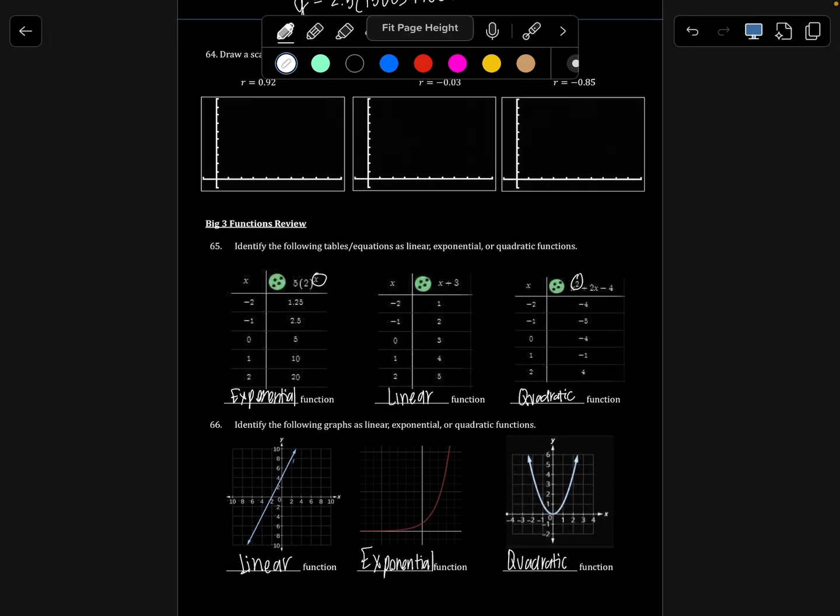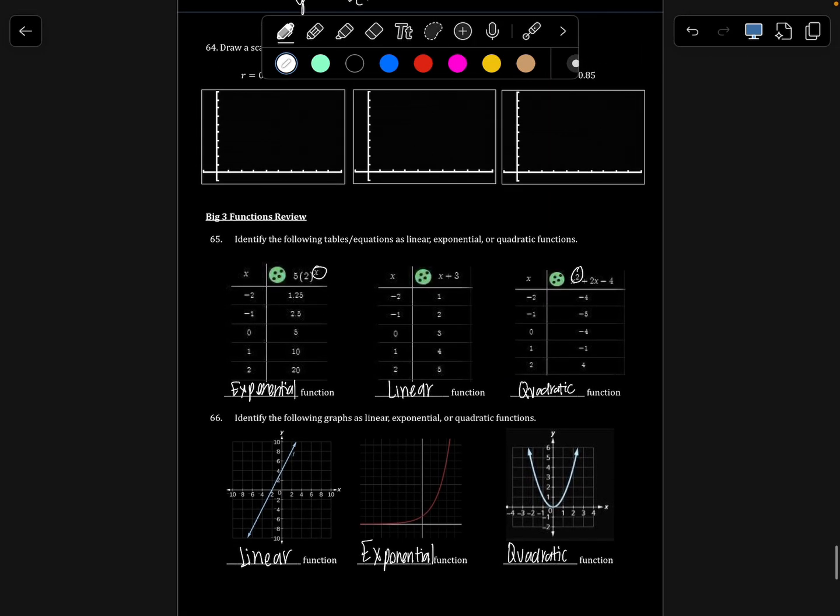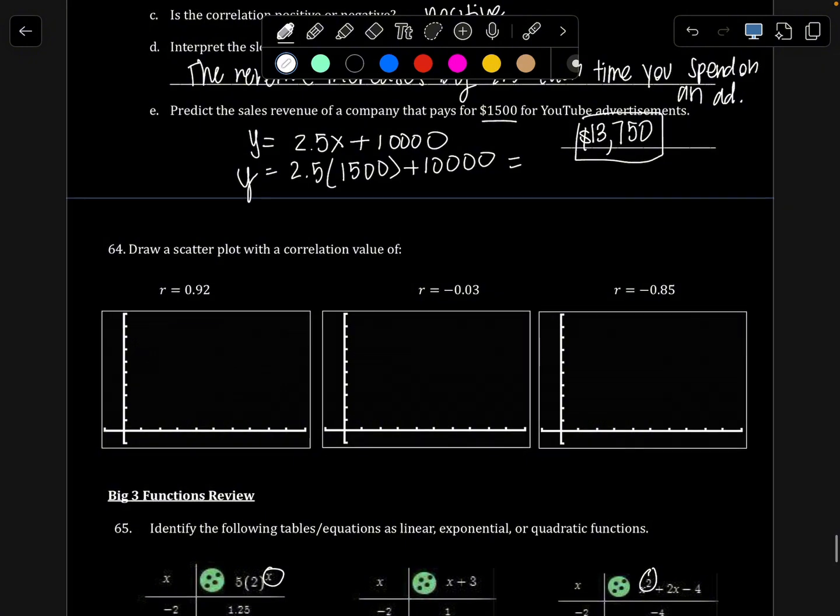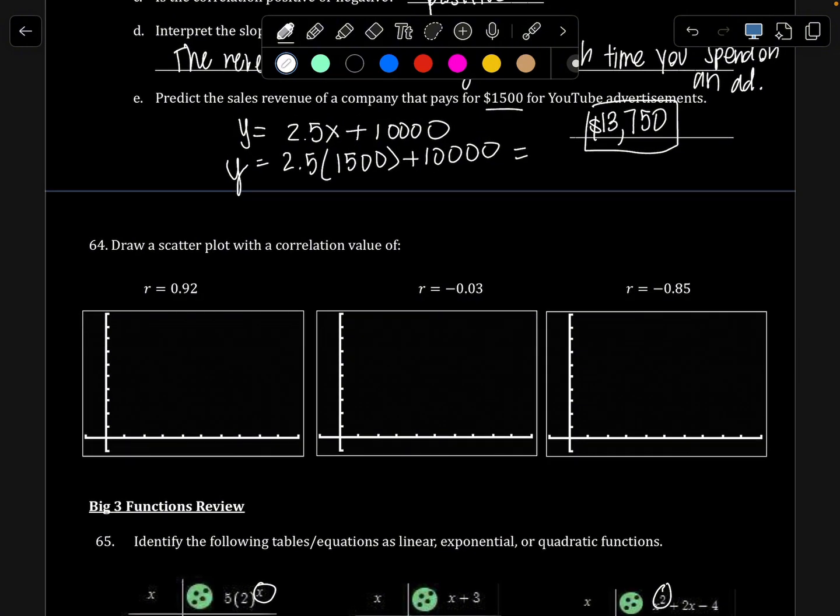All right, hopefully you guys got all those down. Now look at 64. When you have a positive strong R value, I would suggest drawing a line first. Then put the dots really close to the line, since it's strong, all the dots are really close to the line. And negative, that's going to be a negative line, and the dots are not going to be close at all. You're right, 0.03. So you're going to have one here, here, here, here, here, here, here.